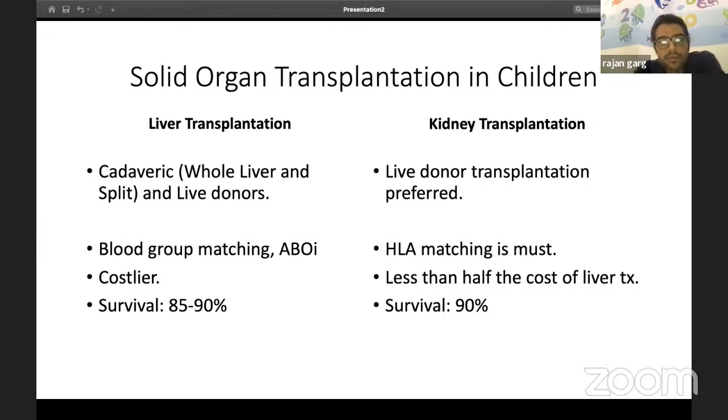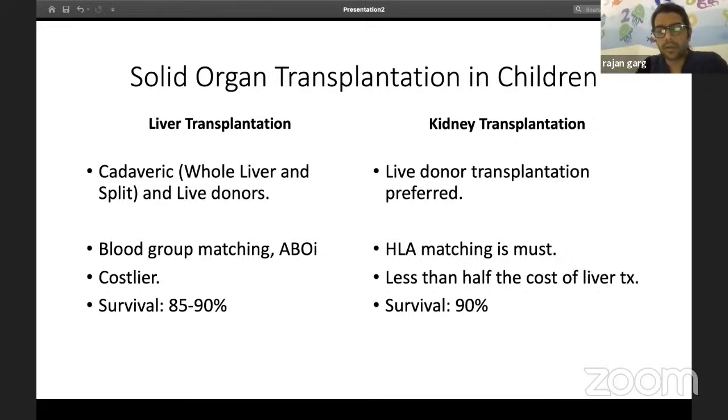And the survival rate of kidney transplant is around 90%, and liver transplant survival is also really good, 85 to 90%, which not many people might be aware of. So liver transplant has good survival also. We'll see the data from our hospital also. But contrary to the common belief, not only do the donors not have major health hazards in liver or kidney, but recipients also do well in both cases.